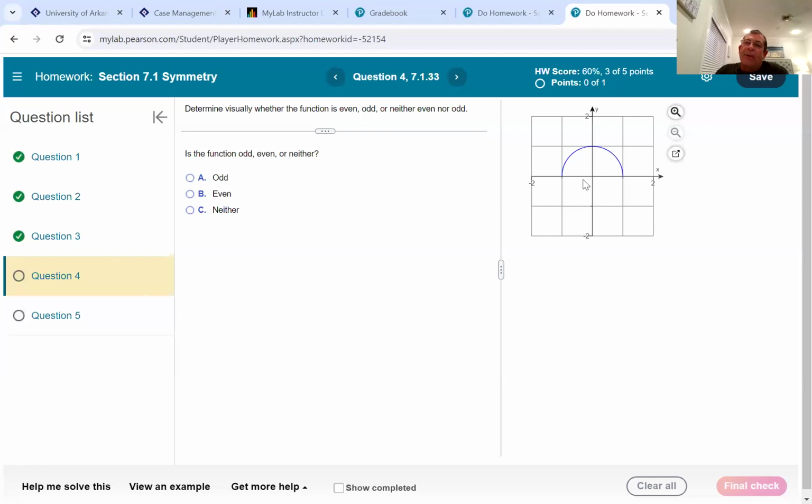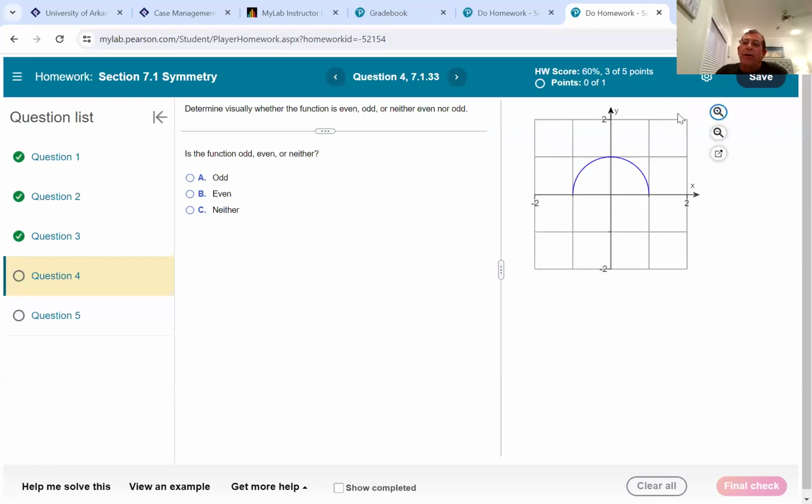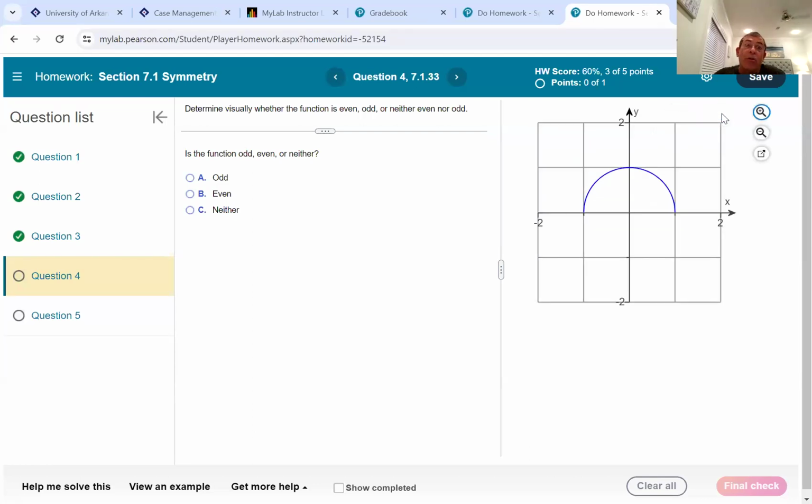These homework assignments, it's only going to be one or the other. I can show you a graph that would be symmetric to all of them. Well, let me see, Kimbrough.